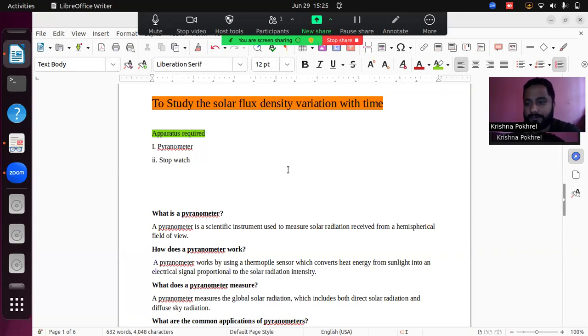Today, we are here to solve the practical of physics. Today, we'll study the solar flux density variation with time. In this practical, we need the apparatus called a pyranometer, a stopwatch, and another device for maintaining the data in your data copy.